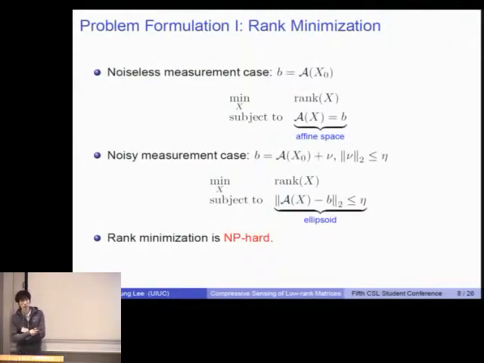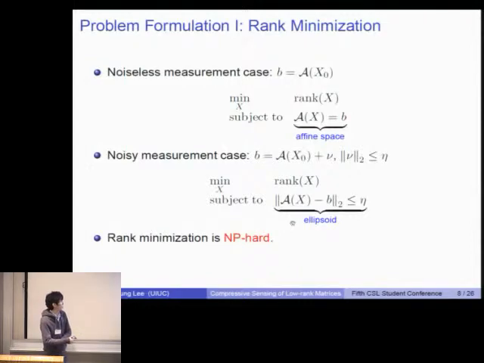In order to solve the inverse problem, we need to formulate the problem. There are two different approaches. The first option is to formulate the problem as rank minimization when there is no noise in the measurement. Among all solutions to this linear equation, we'd like to find the one that has the lowest rank, that is, minimize the rank over all matrices in the affine space determined by the affine constraint. When there is noise, we need to allow a certain perturbation in the measurement, and then the constraint set is given as an ellipsoid.